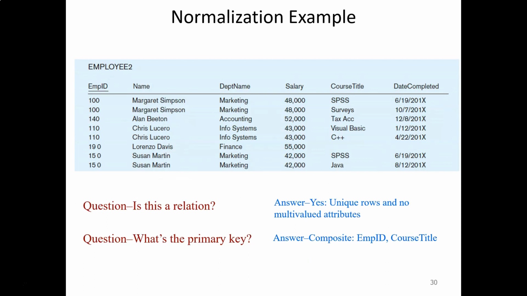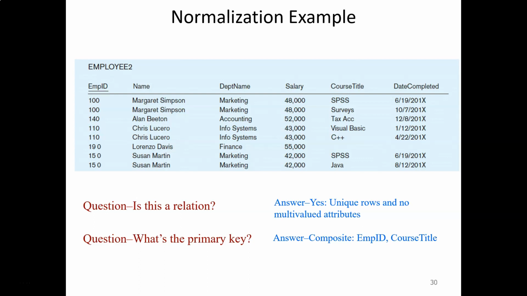Let's take a look at an example here. So for example, in this particular example, we have an employee table. In this employee table, we have a number of fields. We have employee ID, name, department name, salary of the employee, the course title of the course that employee took, and the date on which the employee completed the course. So we have all this information in the same table. The first question I want to ask you here is, which one is the primary key for this table?